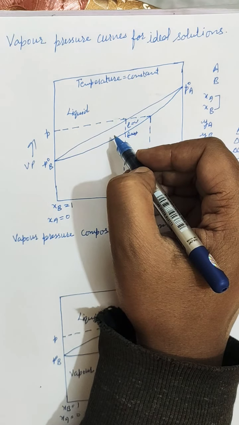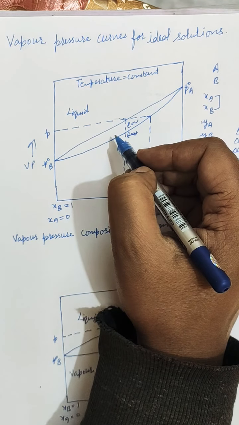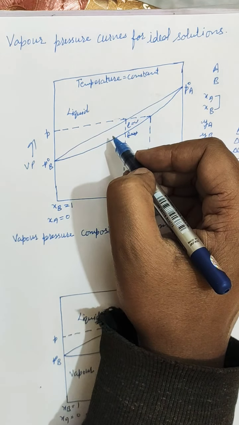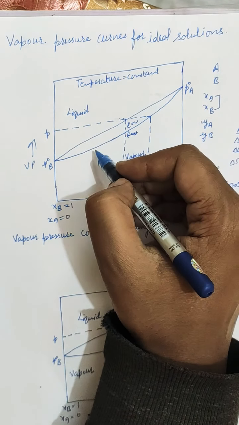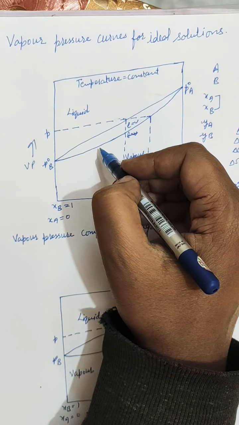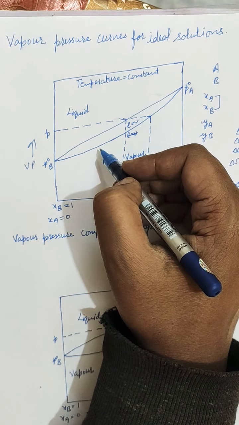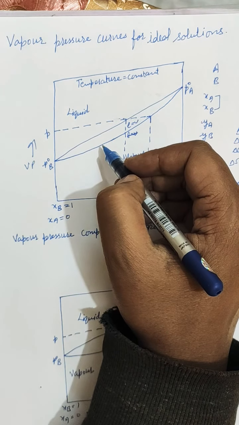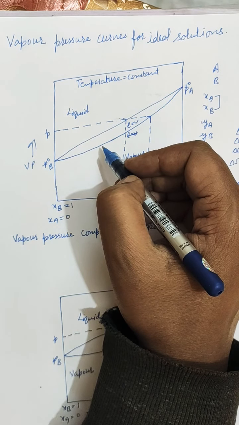This line is called the liquid composition curve, whereas the other curve, called the vapor composition curve, shows how the composition of the vapor changes. The vapor composition curve is this curve, and it shows how the composition of the vapor phase changes with the change in vapor pressure. The two curves are different because the vapor is always richer in the more volatile component.